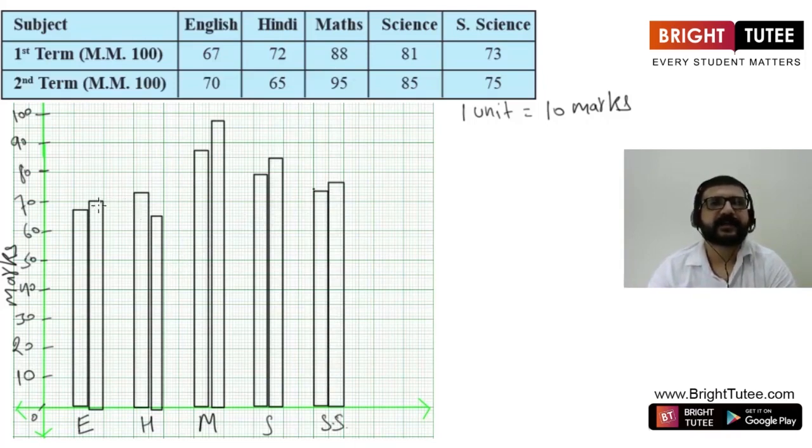Now let's shade every second bar which will represent the marks of the second term. We can do it like this. Similarly for Hindi also. This will help us in differentiating between the marks of second term and the first term. Then it will be easier for us to compare marks of two different terms.